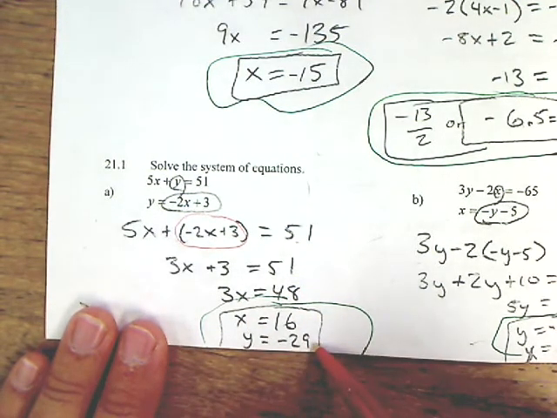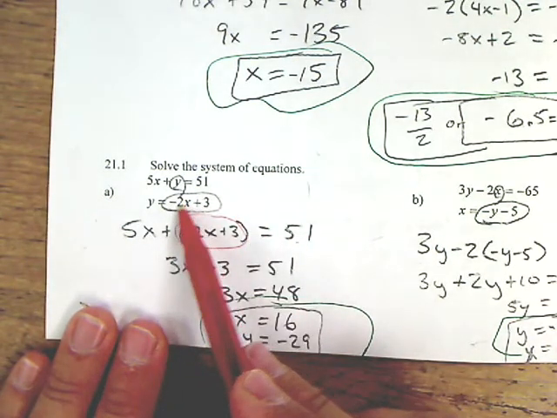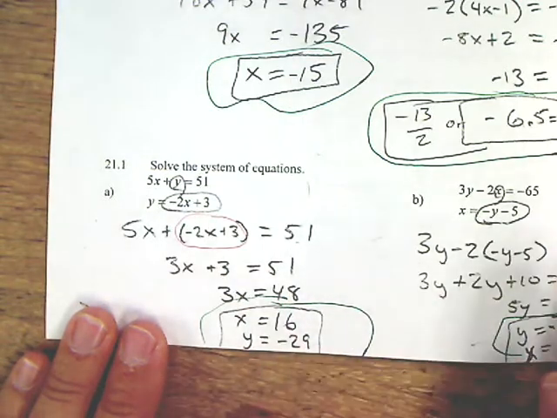Don't forget to plug it back in to find your y value. So I plug 16 back in, multiply, add 3, you get negative 29.